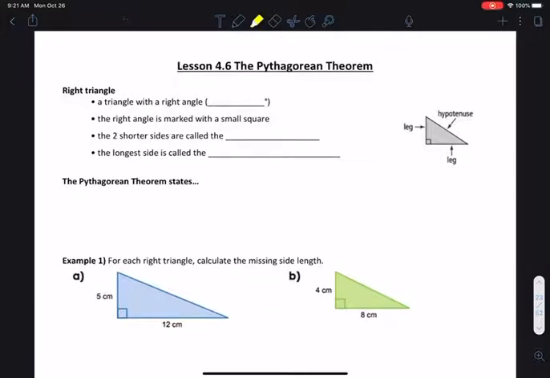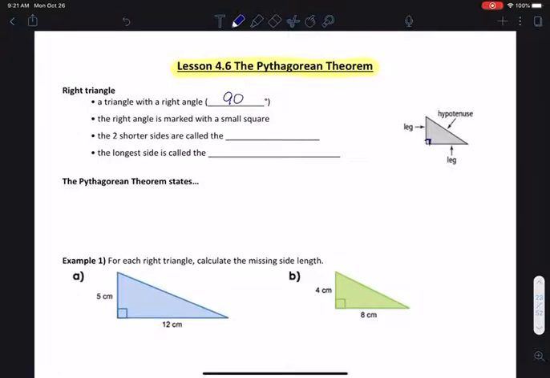Okay, class, today we're going to be looking at lesson 4.6, the Pythagorean theorem. This is just a review of something you've probably done a bunch of times before. Remember that we have a right triangle, a triangle with a 90-degree angle. The right angle is marked with a small square, so you can see that on the picture to the right.